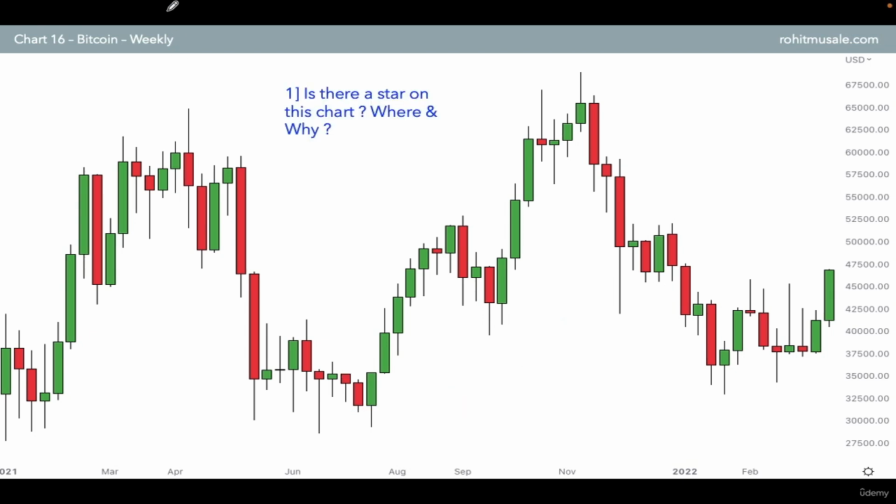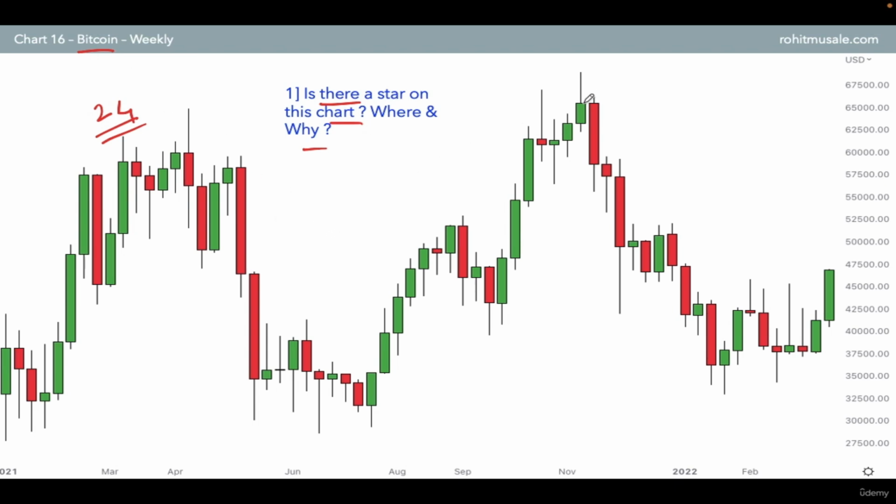So question 1. Is there a star on this chart? Where and why? See, the answer should be obvious, right? This is Bitcoin, so it's a cryptocurrency. So it's a 24-hour market, right? So for 24-hour markets, how can there be a star? Because a star is a candle which gaps away from the prior candle so that the body of that candle does not overlap with the body of the prior candle, and it usually occurs at the top or at the bottom. So in this case, there is no star on this chart because it's a 24-hour market.